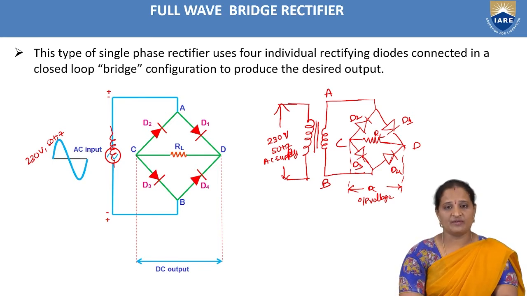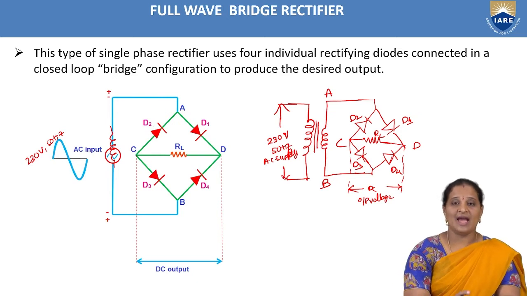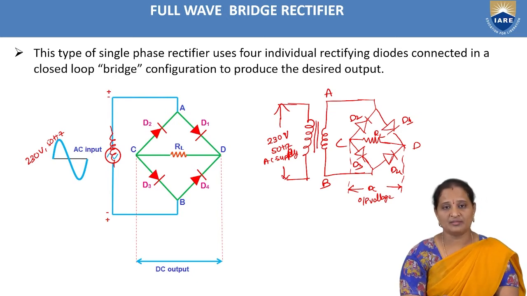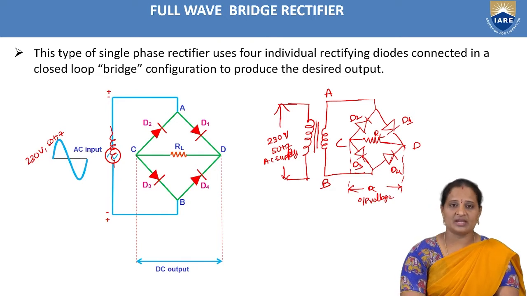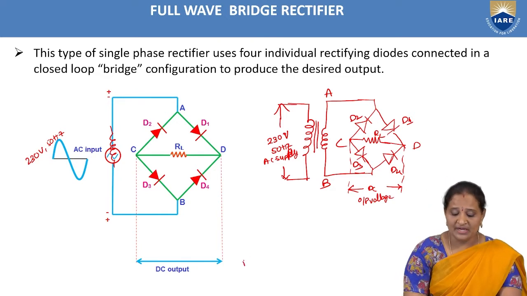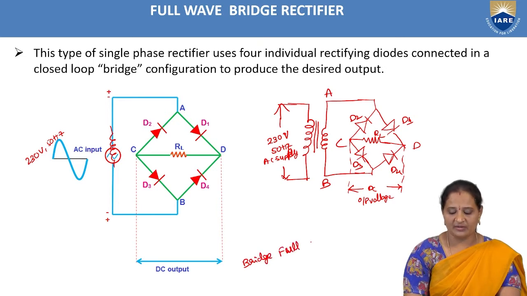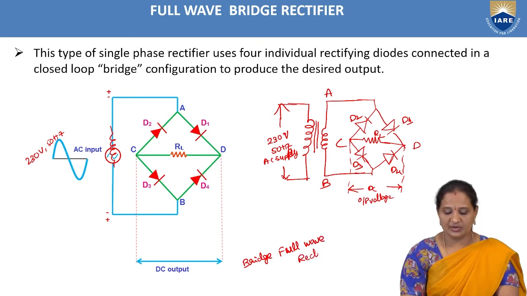So this is also a full wave rectifier which is used to rectify both the positive and negative half cycle of AC supply, and hence, as all the diodes are connected in bridge configuration, this circuit is called a bridge full wave rectifier. So this is about the rectifier circuit diagram.